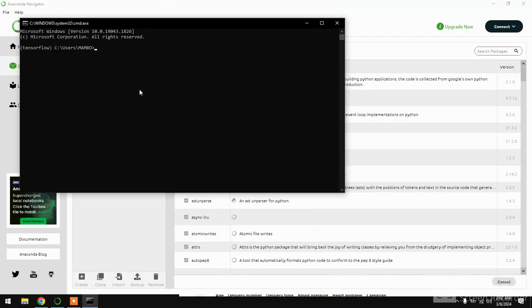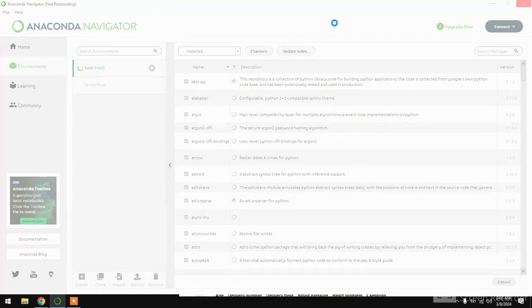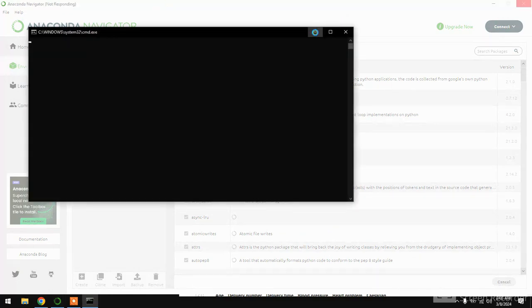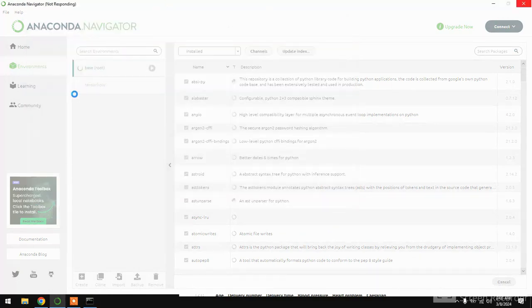Here we just need to set up an environment, and we are not using the default root. We are going to create a separate environment and label it as TensorFlow. TensorFlow is not a pre-installed thing. We just had to create it and manually name it TensorFlow.